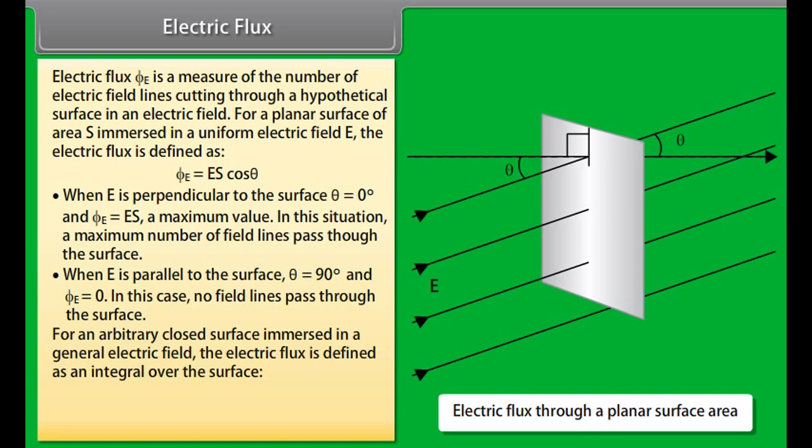In this case, no field lines pass through the surface. For an arbitrary closed surface immersed in a general electric field, the electric flux is defined as an integral over the surface of E cos theta. The SI unit of electric flux is Newton meter square per coulomb.